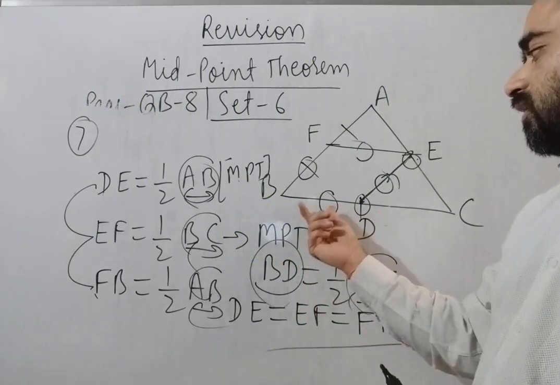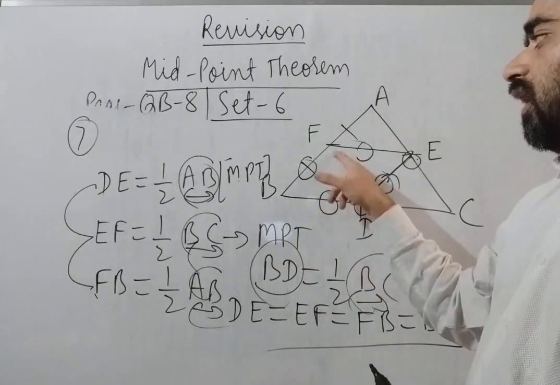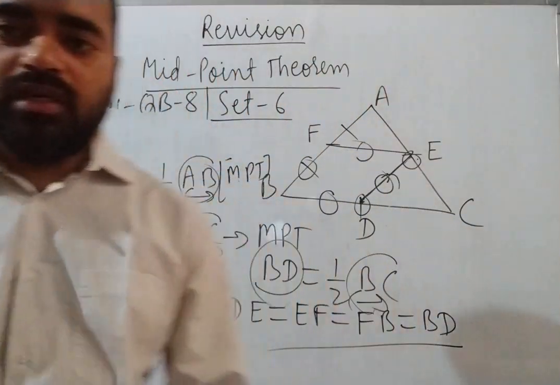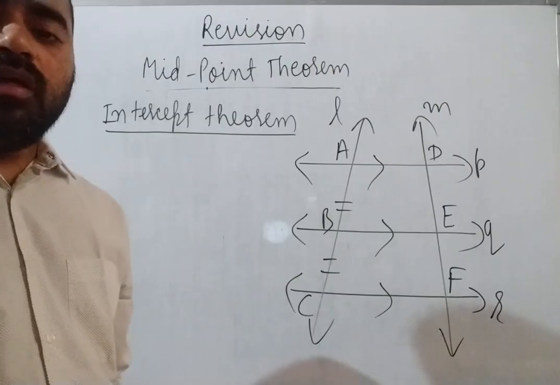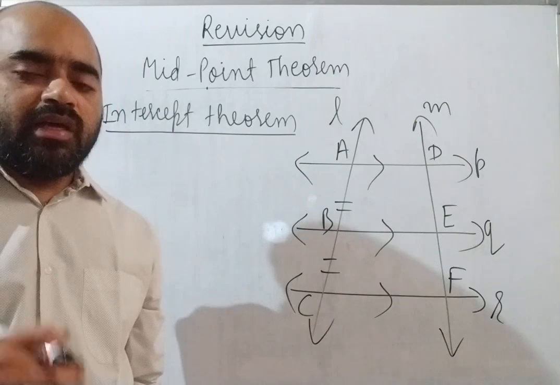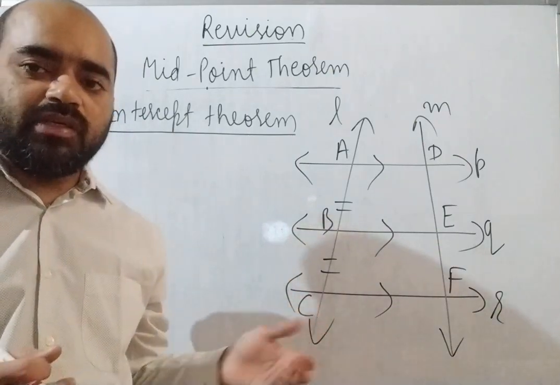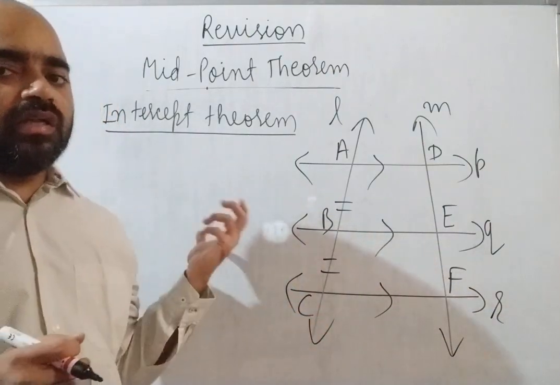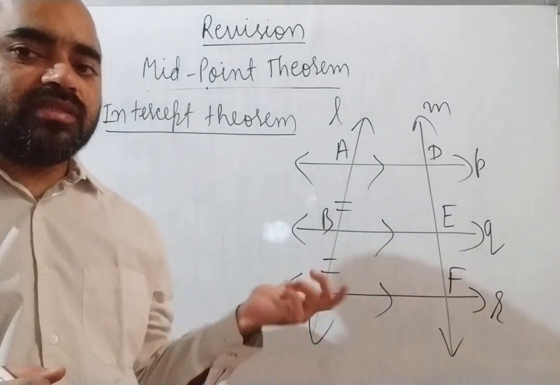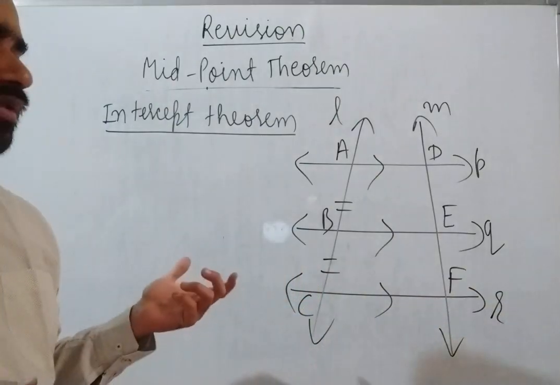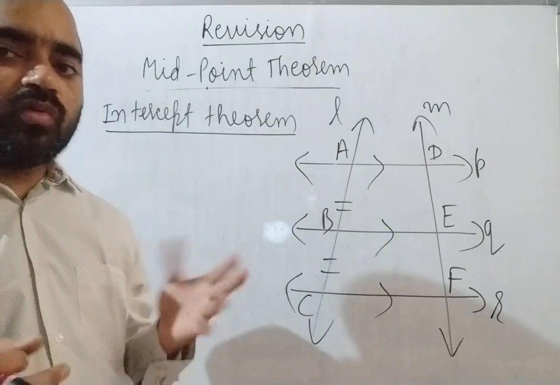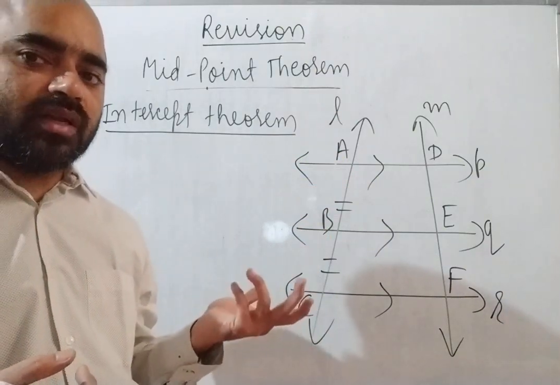D is midpoint, it means BD will be equal to half of BC. F is midpoint of AB, it means FB will be half of AB. Correct? Next. So we have discussed few questions based on midpoint theorem. Now you will see video and this revision video, and any problem you can ask to me. Now last part is intercept theorem. Now for intercept theorem, what is the condition required? For intercept theorem, 3 or more parallel lines must be there. In your book only 3 parallel lines are there or more parallel lines.